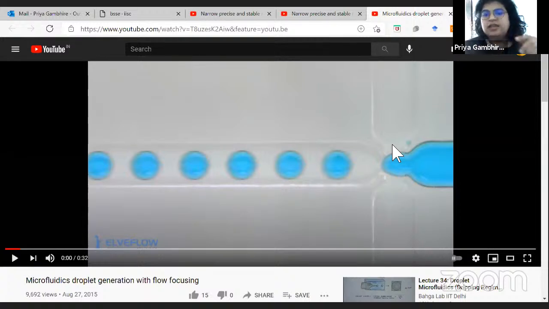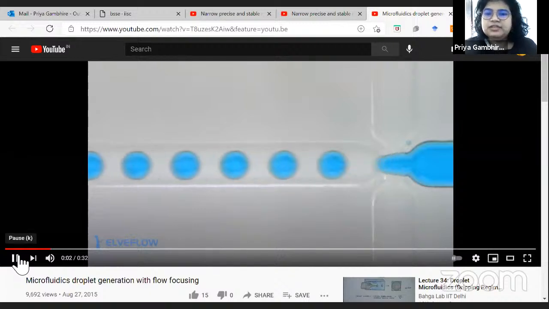direction or angle. Over here, it's at 90 degrees, and plus the junction is designed such that when you have flow coming in from the perpendicular channel, it cuts this blue fluid such that you start forming droplets. And also over here, the blue fluid is immiscible in the colorless fluid. That's why you end up getting these nice droplets.